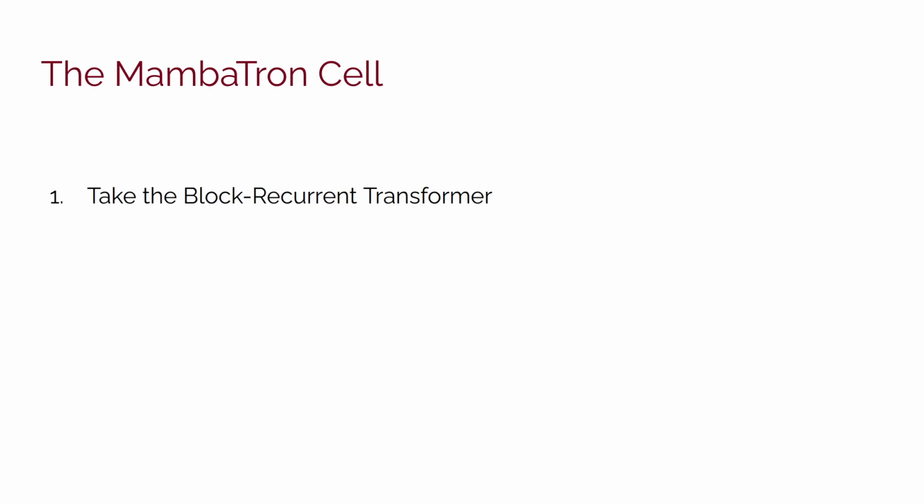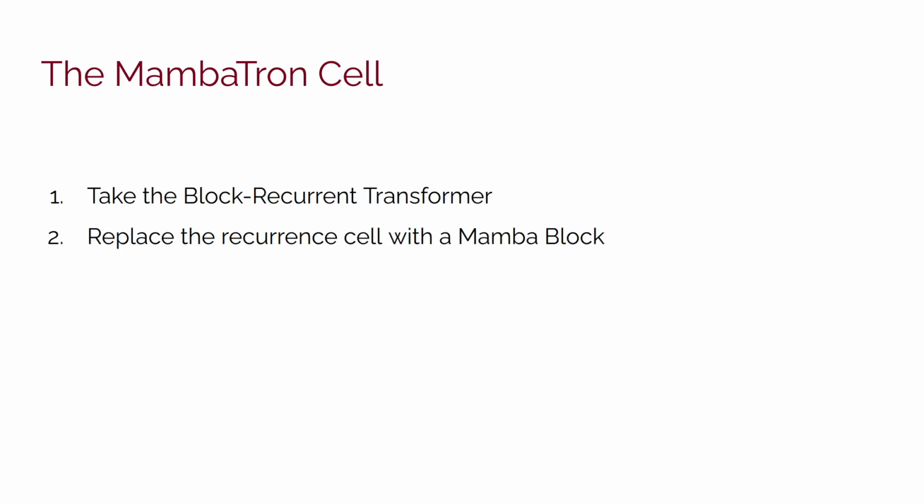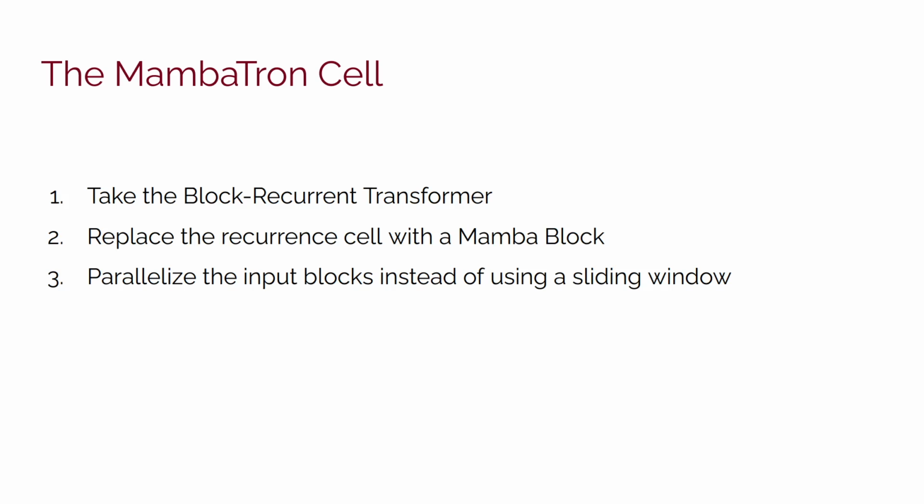So first, take the block recurrent transformer, replace the recurrent cell. Remember I told you there's an output block and a recurrence block or a recurrence cell. Replace the recurrence cell with a Mamba block and parallelize the input blocks instead of using a sliding window. So the Mamba block parallelizes everything while the recurrence block doesn't.